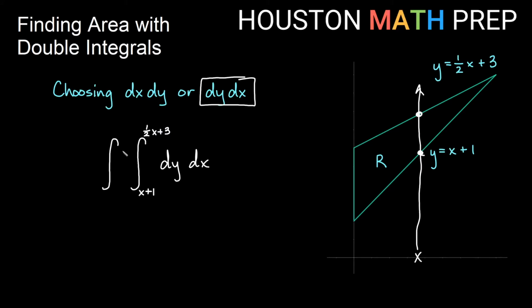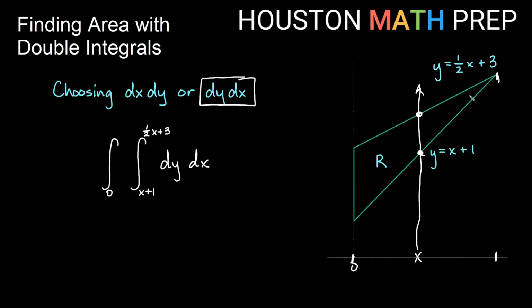And then I will need constant bounds for my x. So I look at the smallest x value, which is over here at x equals 0. And then if you can tell, our largest y value is here. So if we drop down to the x-axis, it's going to be right here. That's going to be at the intersection point of those two, right?